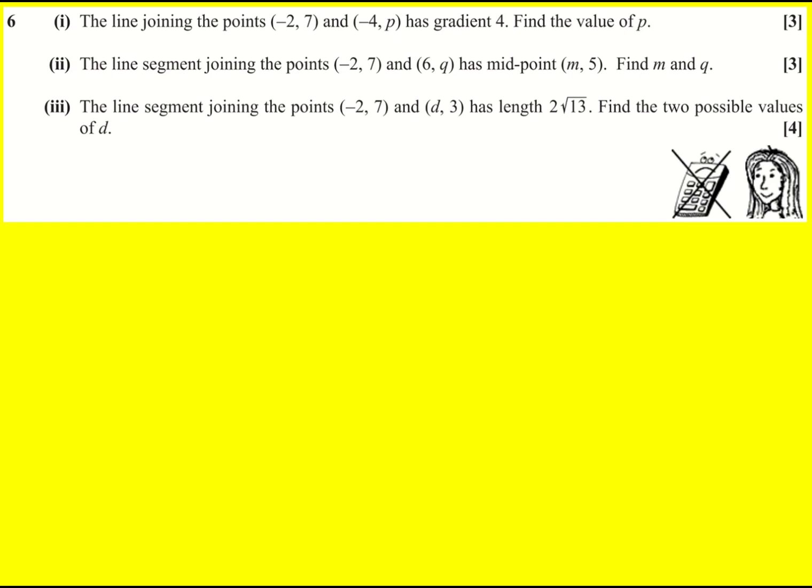Neat question on coordinate geometry here, where we're given the gradient, but we've got some unknowns as the coordinates. I like it. First one is we've got the gradient is 4 for these two coordinates. Well, the gradient in general is y2 minus y1 over x2 minus x1. So I can just let one of these pair be x1, y1, and one be x2, y2.